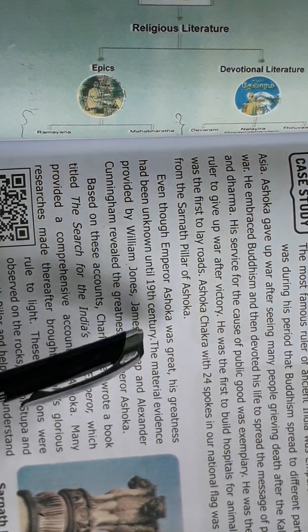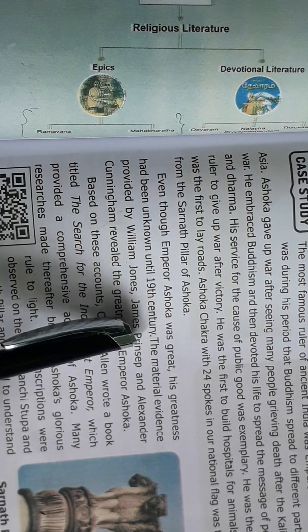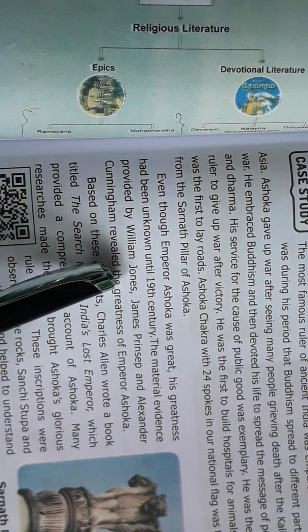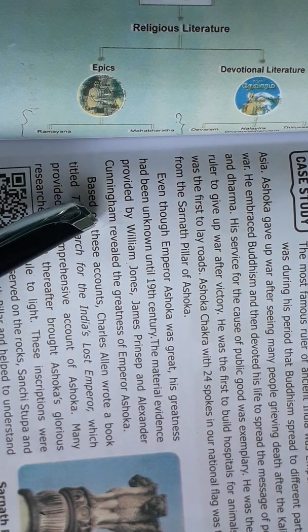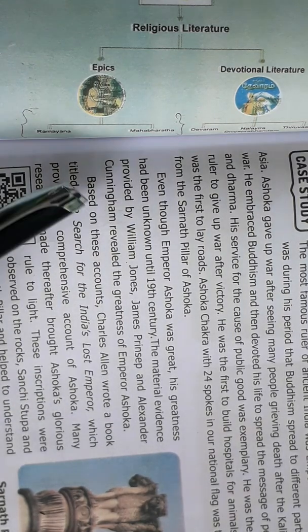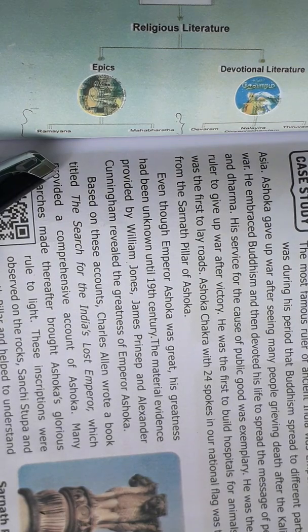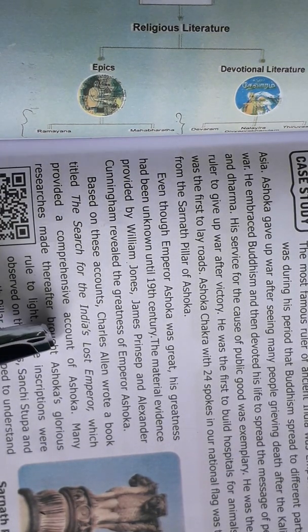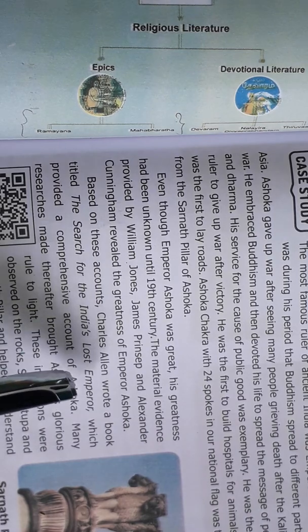Even though Emperor Ashoka was great, his greatness had been unknown until the 19th century. The material evidence proved by William Jones, James Prinsep and Alexander Cunningham revealed the greatness of Emperor Ashoka. Based on these accounts, Charles Allen wrote a book titled The Search for India's Lost Emperor, which provided a comprehensive account of Ashoka. What is the book name? The Search for India's Lost Emperor.